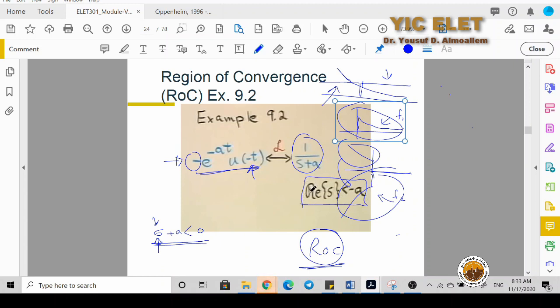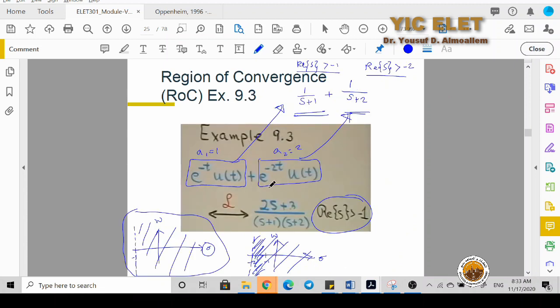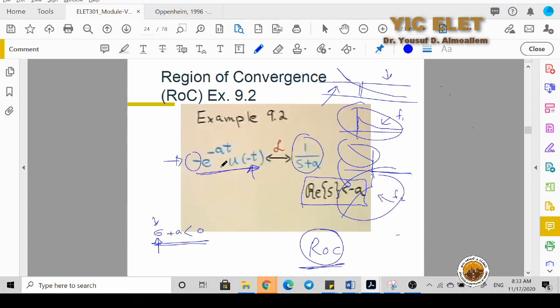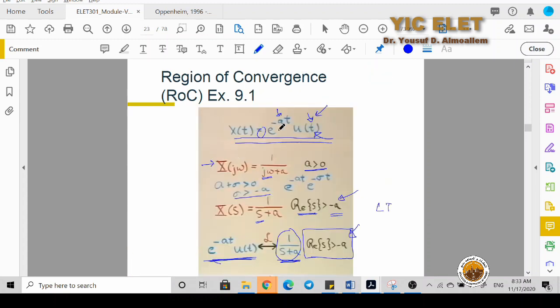Okay? Now, whenever you get the solution, you have to define the region of convergence. So when we try to solve this, where does it fit? Is it this function or is it this function?